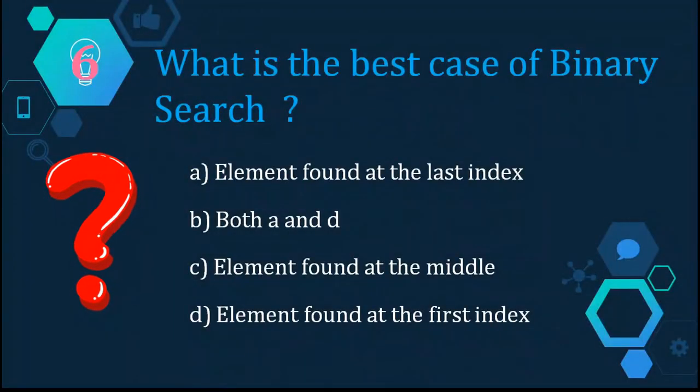So now the next question is the sixth question. What is the best case of binary search? Option A, element found at the last index. Option B, both A and D. Option C, element found at the middle index. And option D, element found at the first index.